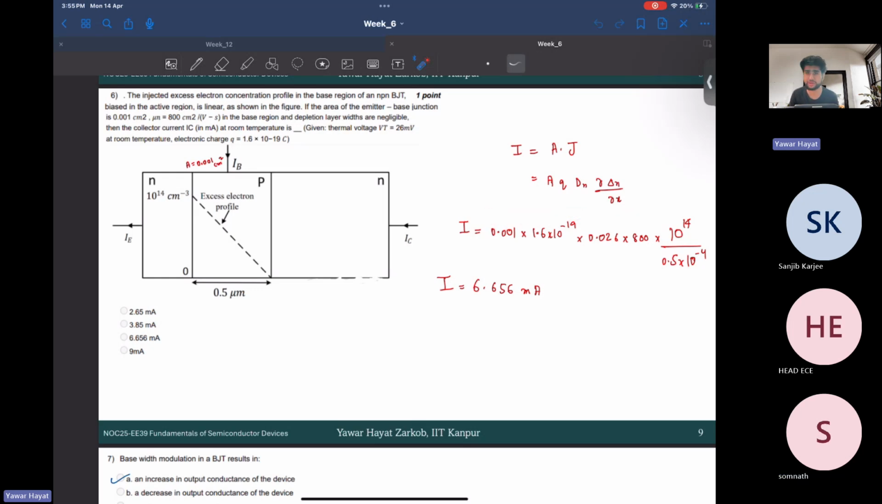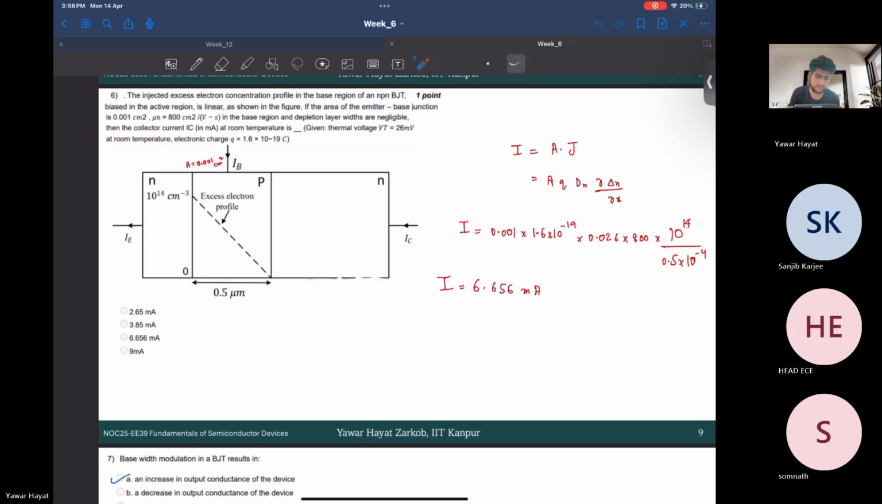The other approach would have been to convert this into meter, this into meter, then also it would have been cancelled. But it's better to work in terms of centimeter in electronics. So that's why I converted this into centimeter. So this 0.5 micrometer would be 0.5 times 10 to the power minus 4 centimeter. And once you put this in the calculator, you'll have this particular value. The I is 6.656 milliamps.